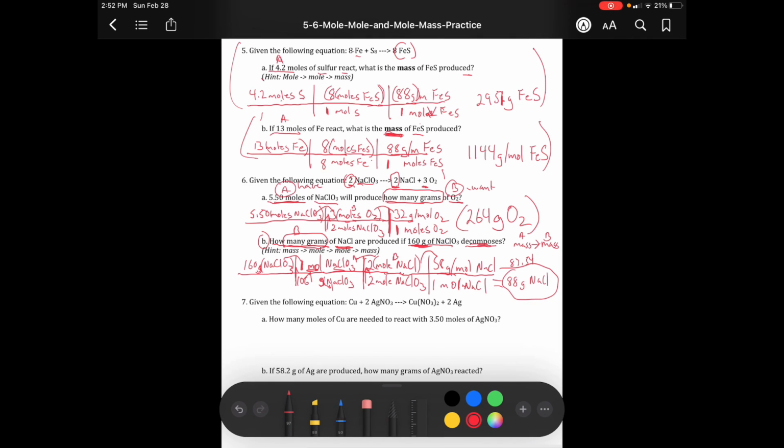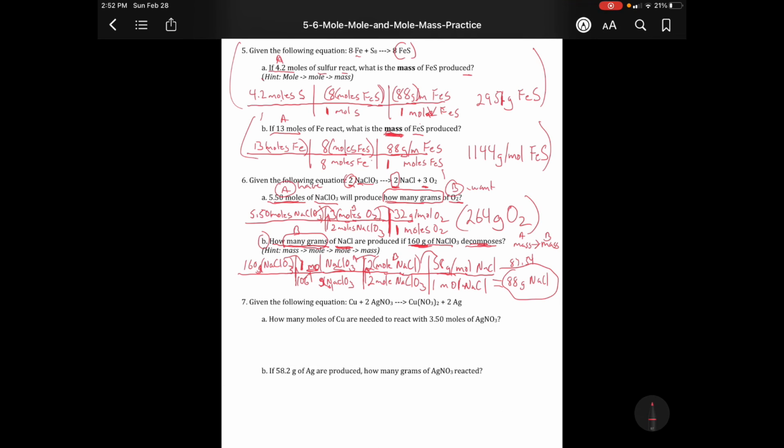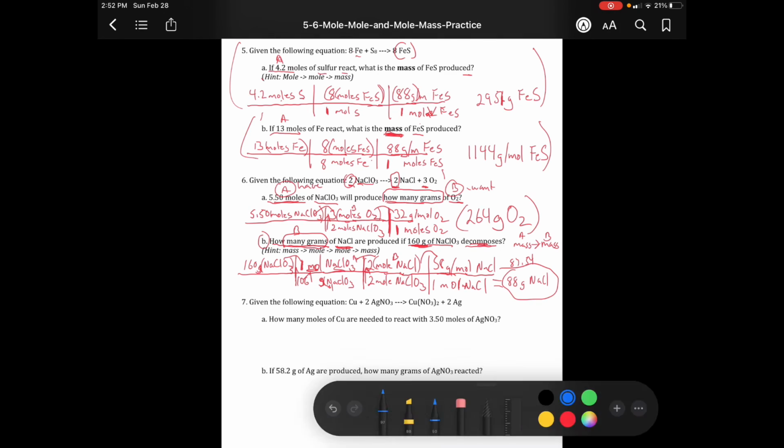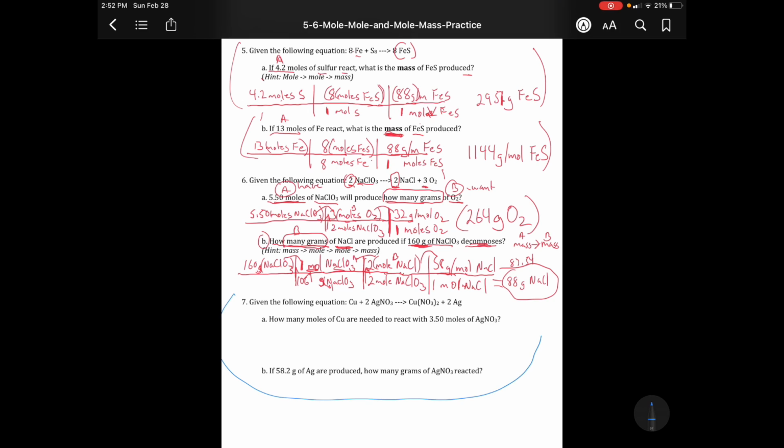Okay? So that was your walkthrough for today's worksheet, moving through stoichiometry. What I want you to do for homework, this is your only homework, is number 7. Both of them, number 7.